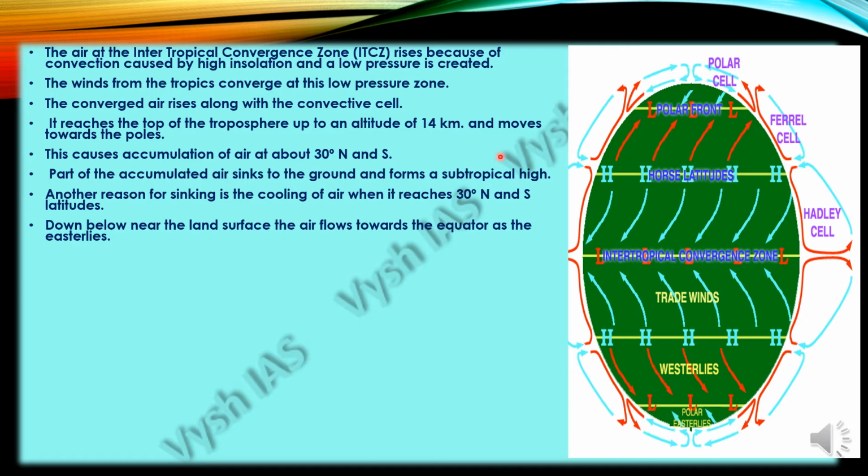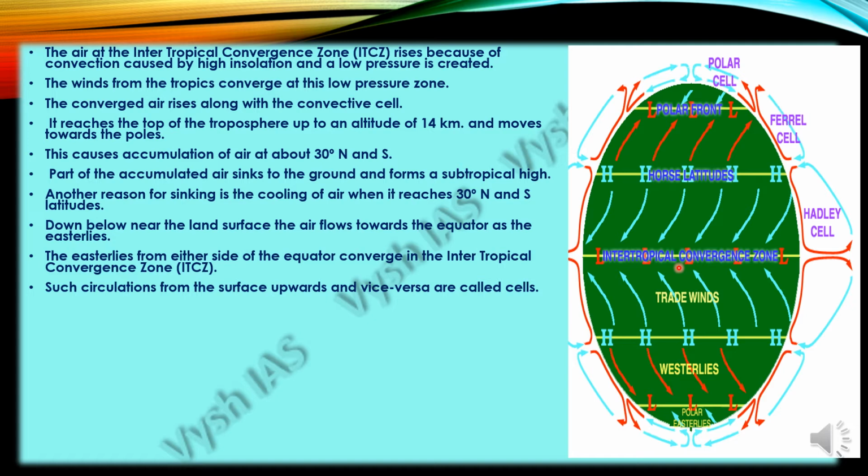Once these winds crash or meet together, there will be an exchange of temperature. Down below, near the land surface, the air will start flowing towards the equator in the form of easterlies. The easterlies from both sides of the equator will converge in the intertropical convergence zone. They come and meet up at this place, and such circulations from the surface upwards, and vice versa, are called cells.